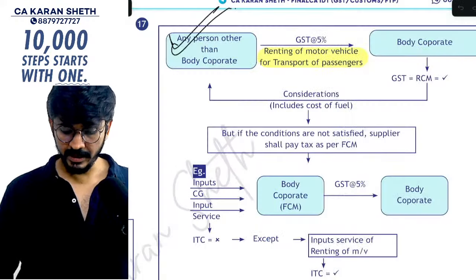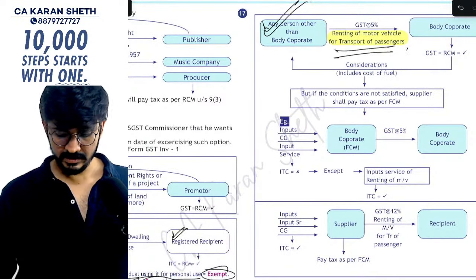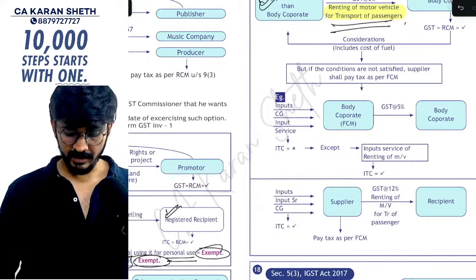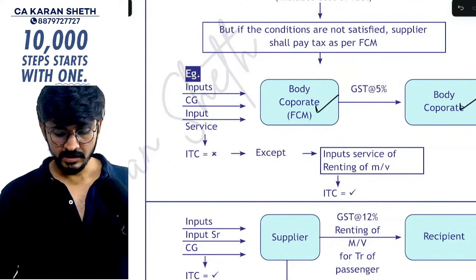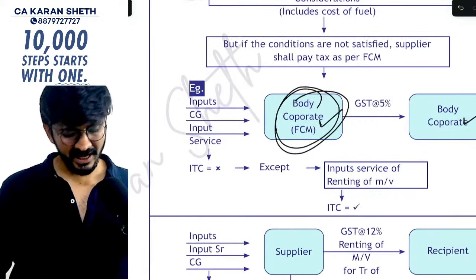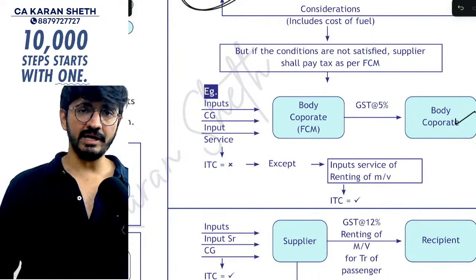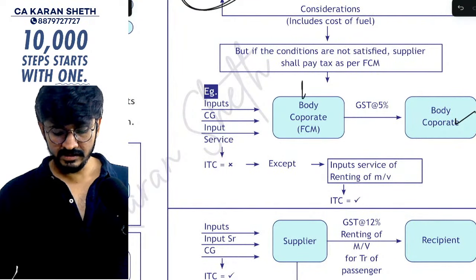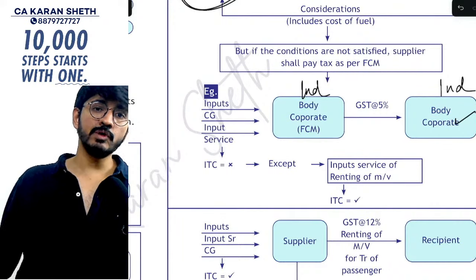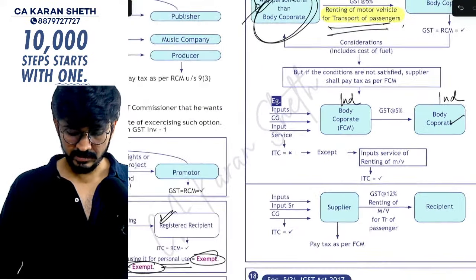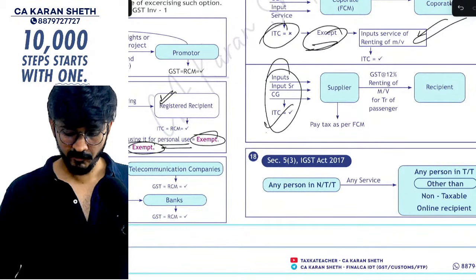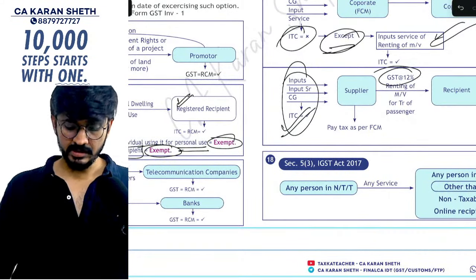So here we complete this service. I hope you all understand the diagram. The reason I've written body corporate to body corporate is because here clearly I'm not satisfying the condition above. So it can be anything, it's just one example. It can be something like individual here and individual here also. So here I'm not satisfying the condition by making the recipient individual instead of body corporate. So that's how it is. ITC not allowed except this one, and here ITC is allowed of everything because he is charging GST at 12%.